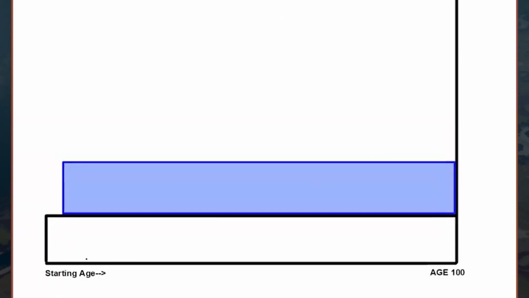So we've got basically a chart. What we're looking at is a starting age, and it doesn't matter where you're starting. You're 0 years old, or you're 60 years old, or you're 50 years old. However you are in life doesn't matter. You're starting here. Age 100 is way out here. Okay, so here we've got age 100.